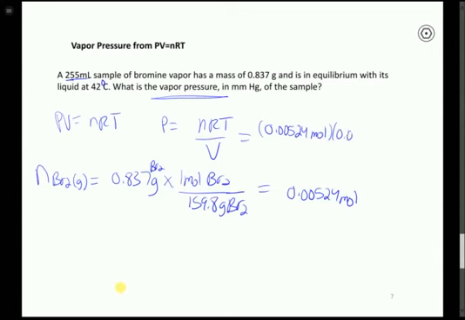R is the universal gas constant. We're talking about a vapor phase here. We'll use this value, liter atmospheres per K mole. And the temperature is 42 Celsius, so we have to convert that to Kelvin. So we add 273 to that, we get a temperature of 315 Kelvin. And the volume of our sample is 255 milliliters. We convert that to liters to have the units work out.